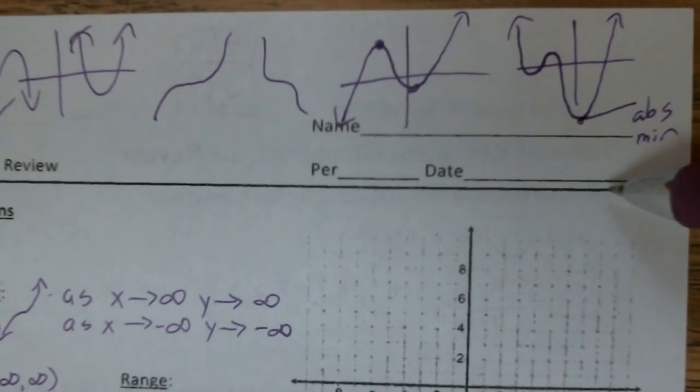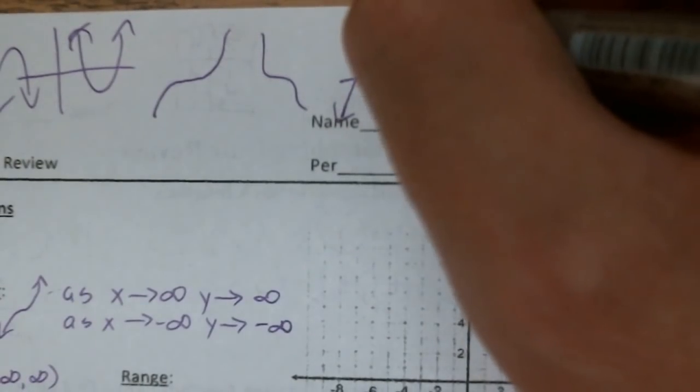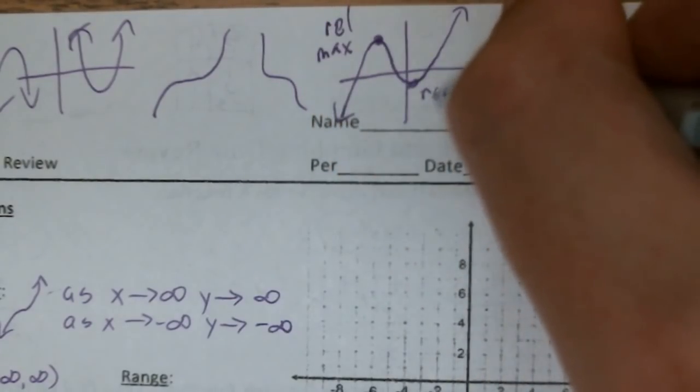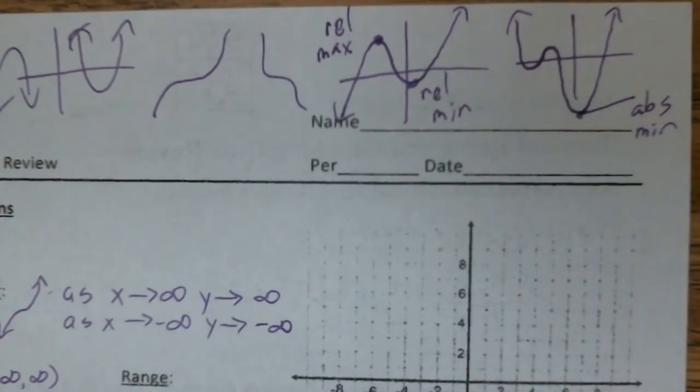Because there's nothing else lower than that. So you could have an absolute min or absolute max. It's just the lowest or the highest spot on the graph. These guys up here, those are relative maxes and relative mins.